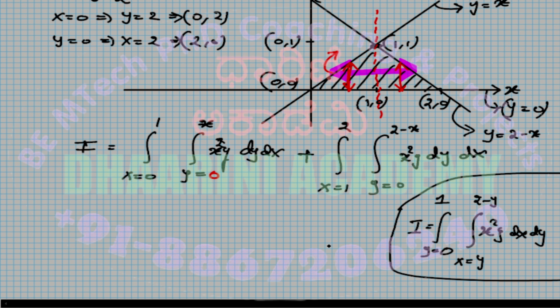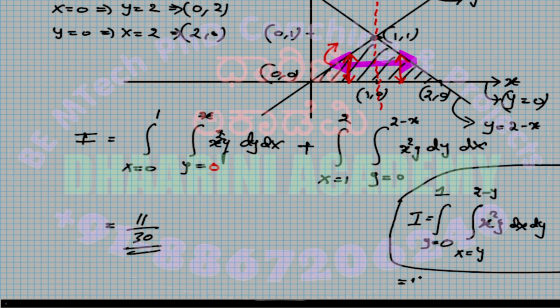Anyway, it's a straightforward problem. I expect you to solve one of them. That's sufficient. Or you solve both these techniques to get an answer. I'll give you the expected answer. I think that is 11 by 30. So both will get you the same answer, 11 divided by 30. So try to solve both of them and verify your answer.